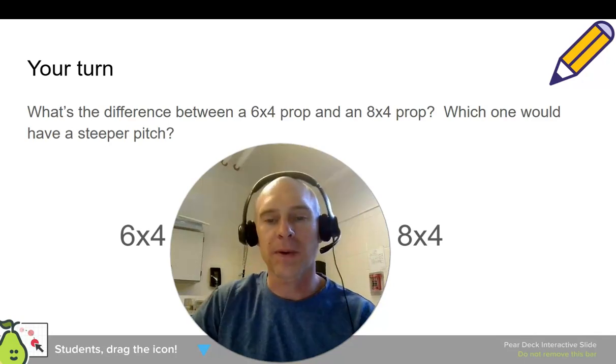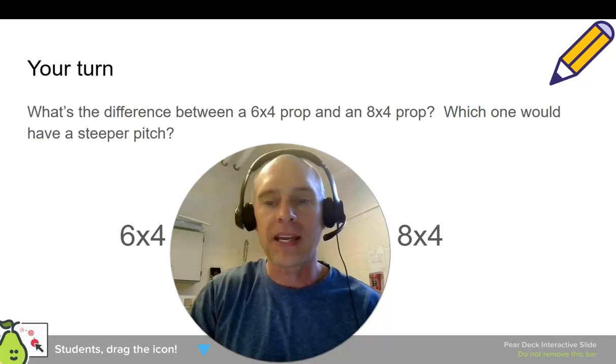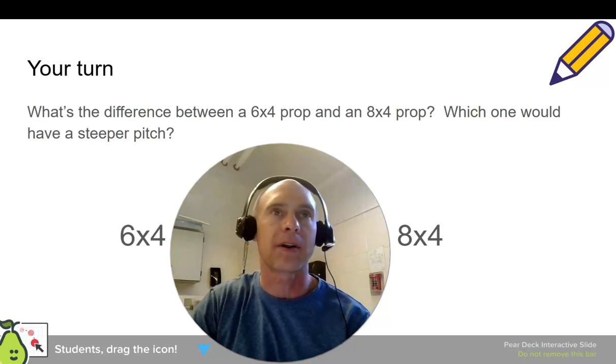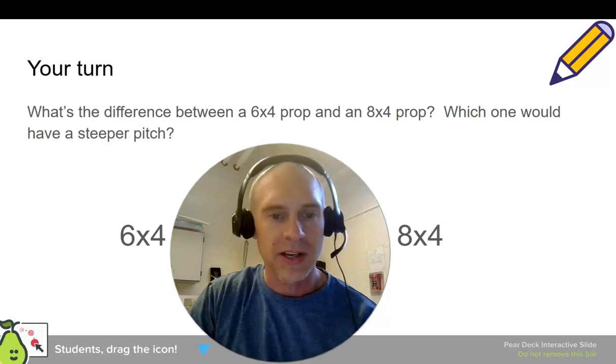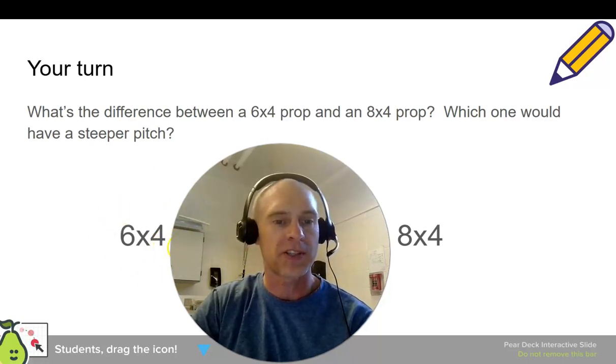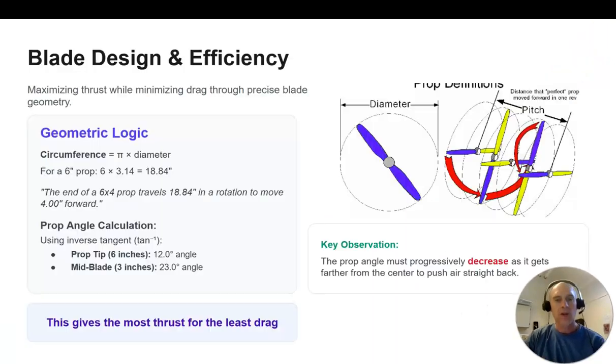So if you're looking at a 6x4 and 8x4, one has a slightly greater diameter, but they each go forward 4 inches. So if it has a slightly greater diameter and it goes forward 4 inches versus a smaller diameter with 4 inches, this would have to have a greater pitch, the 6x4, for it to be able to go forward the same amount. So let's take a look now at blade design and efficiency.